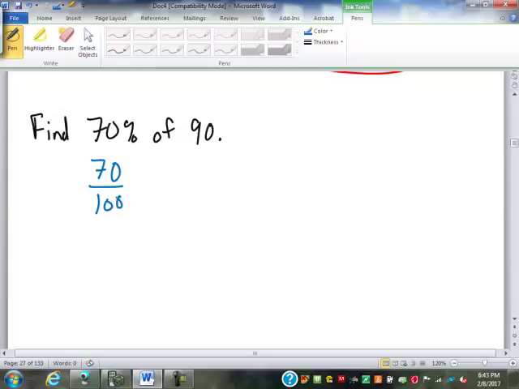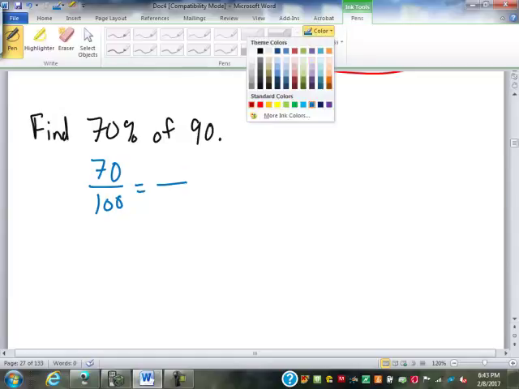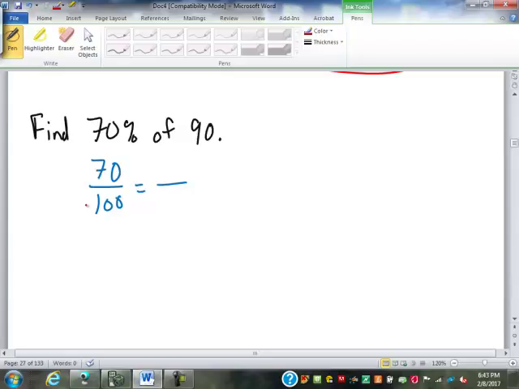70% is 70 out of 100. And we're going to set this up in a proportion, just like we did when we were converting our fractions. Now, on the other side of this proportion, we need to match numbers up with the 70 and 100. To do that, we must understand, what do that 70 and 100 mean? Well, the 100 is actually representing 100%. 100% is the whole thing, or the beginning amount or starting amount.